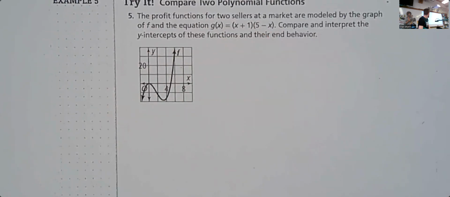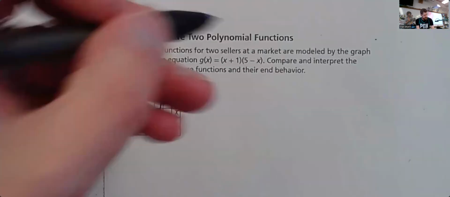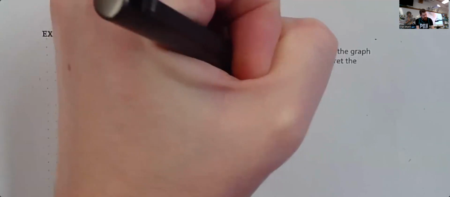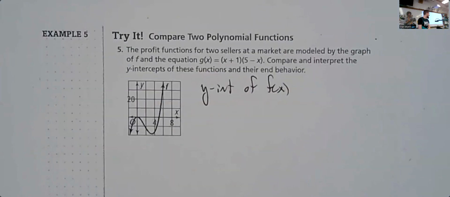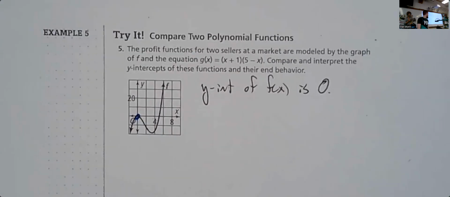So the y-intercept of f of x is the graph over there. What's the y-intercept? Where does this graph cross the y-axis? That's 0, right here. So it is 0.